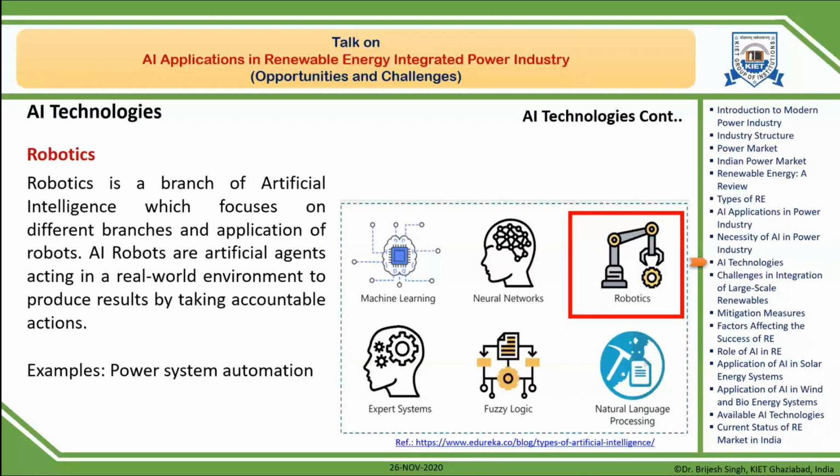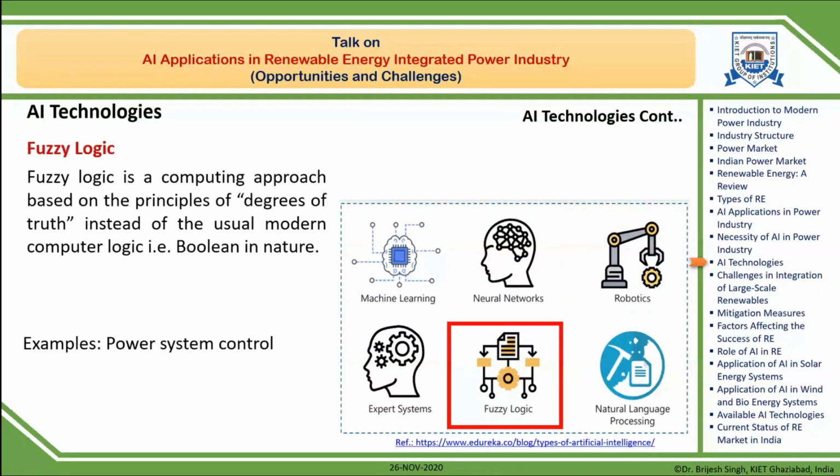Robotics is again one of the major areas, and especially it is used for automation in the power industry. Nowadays automation is involved at each and every stage. Similarly, in the power industry, there is home automation, substation automation, generation control automation, boiler feed pump automation. There are a lot of segments where you can implement automation. So robotics is one of the AI technologies by which you can implement automation in the power industry.